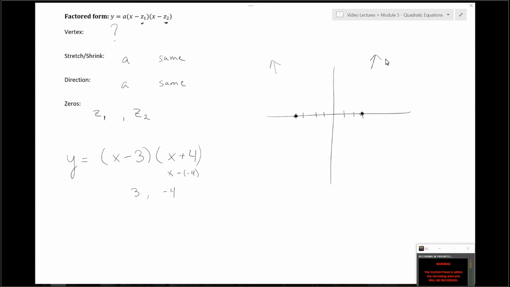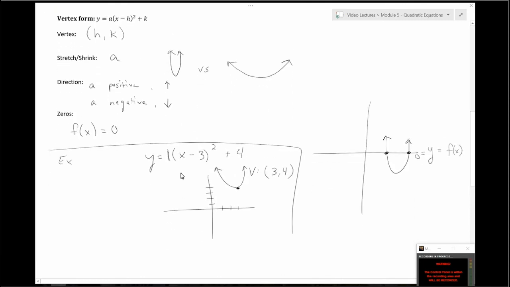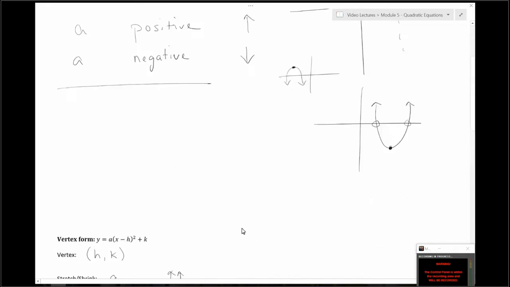If I really just want to solve it, say I wanted to know where this function was equal to 0, it'd be way easier to solve it in this factored form than it would in vertex form. We'd have to do a lot more work in order to actually solve this version than we would in factored form. So these are 3 forms that we'll see our quadratics in.